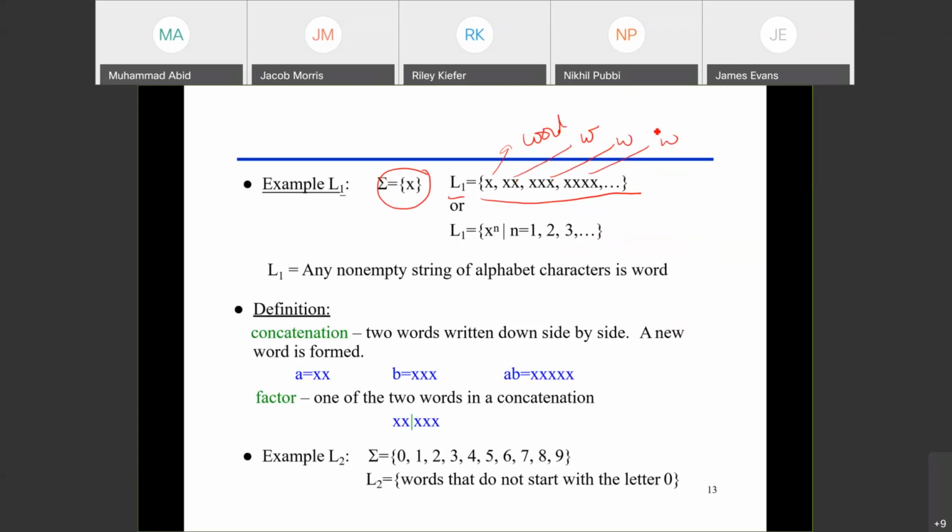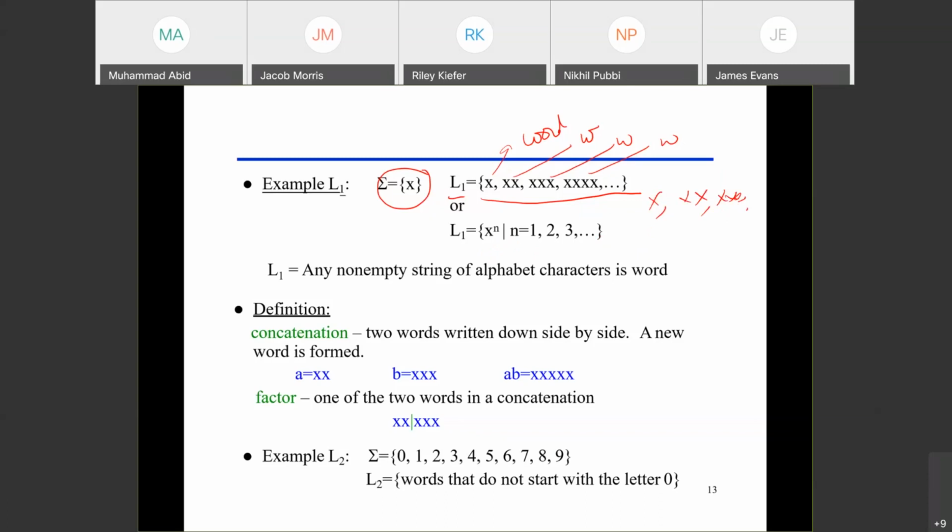So I can write it in this way. Or I can also write this in an algebraic way. In an algebraic expression, I am saying that my language is composed of letter x raised to the power n, where n is any number from 1 onward. It means that you can use this x with any combination of itself. It can be 1, it can be 2, it can be 3, any combination of that.